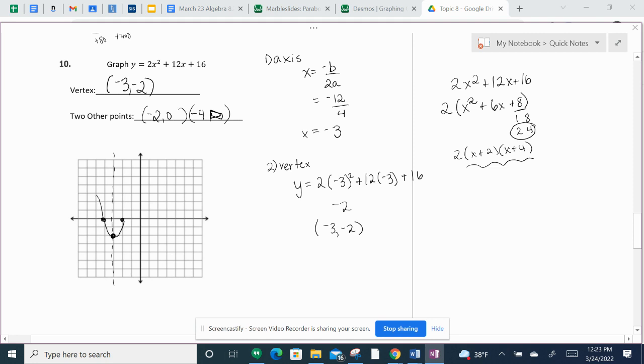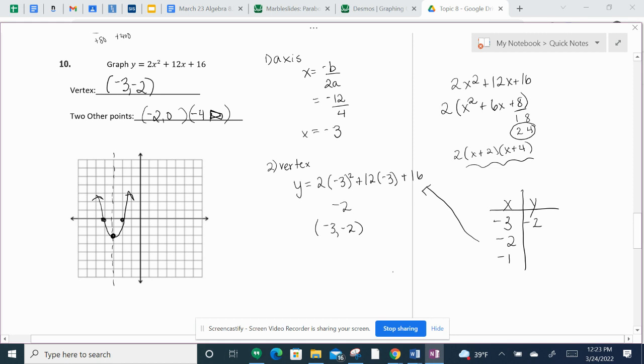And so I can go ahead and connect those with a U or a parabola and have that one done. Now, if you chose instead to do a t-chart, we would start our t-chart with our vertex, so negative 3, negative 2. And then we pick two other values that are really close there to the x, so maybe negative 2 and negative 1. And then I would plug those values in just like we did here at the vertex.